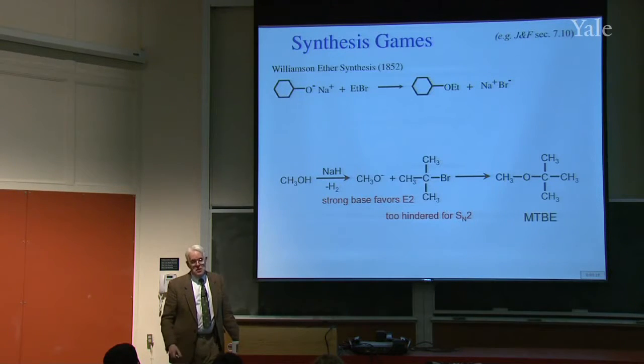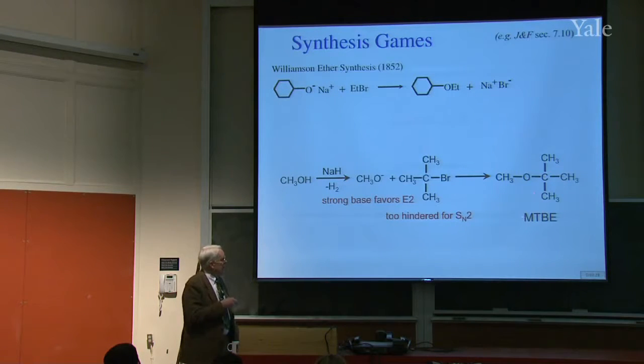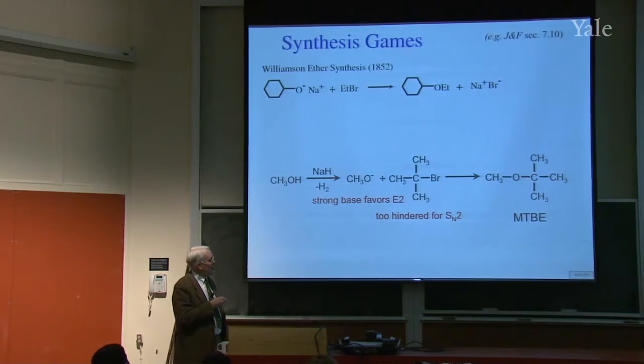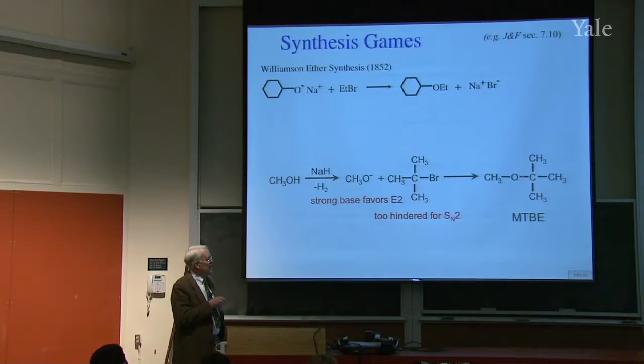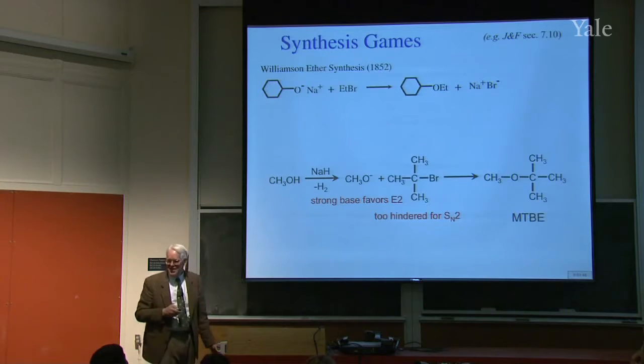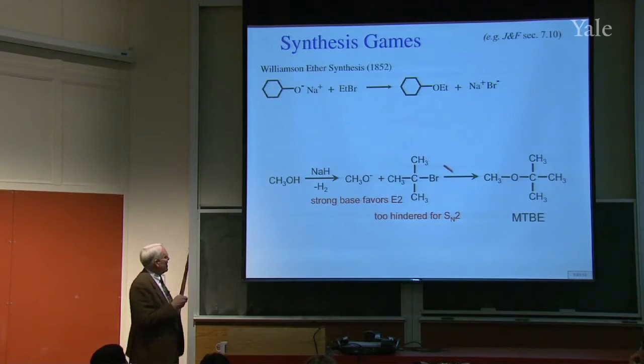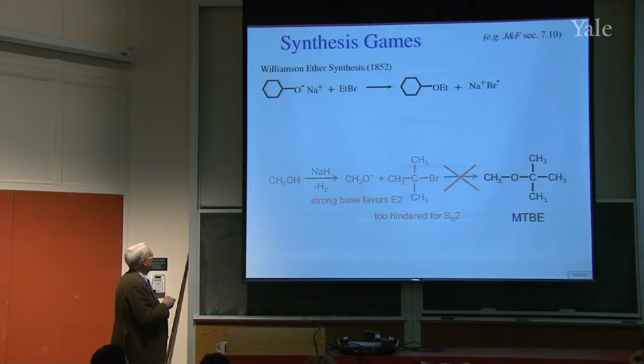So does the Williamson synthesis then not work? Do you just throw up your hands if you're a synthetic chemist? We said we wanted to make MTBE, we wanted to make that oxygen-carbon bond. Can you see any alternative to make this ether? You could make that oxygen-carbon bond. Okay, there's more than one way to skin this kind of cat. So that one won't work, right?